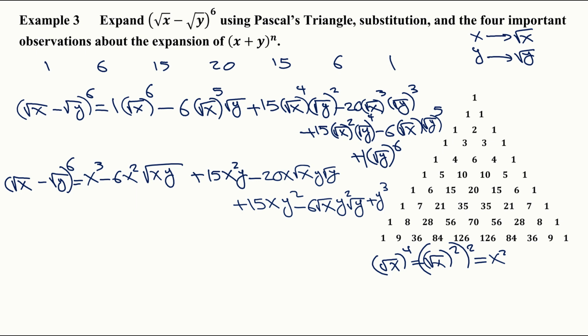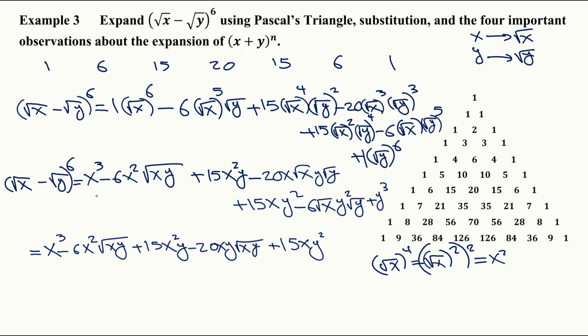All right, so now final cleanup. So x cubed minus 6x squared square root of xy plus 15x squared y minus 20xy radical xy plus 15xy squared minus 6y squared radical xy plus y cubed. And that should be our final simplified version.